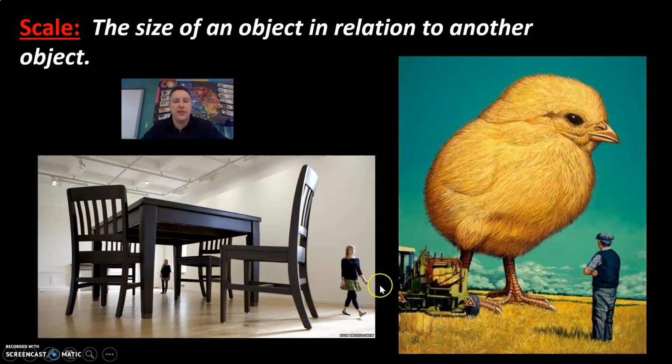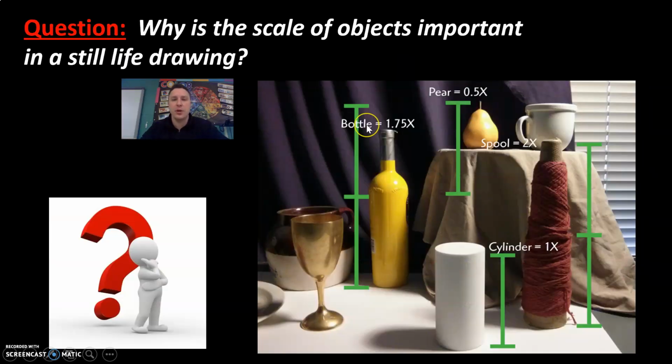Just like on the far left, you can see these two people walking through this gallery, this large room, and when you compare them to the chairs and the table, their scale is much smaller than the table. The table is larger in scale, which is the opposite of what we would normally see, just like the chicken, unless you guys are watching some kind of funny horror movie where the chicken is attacking everyone.